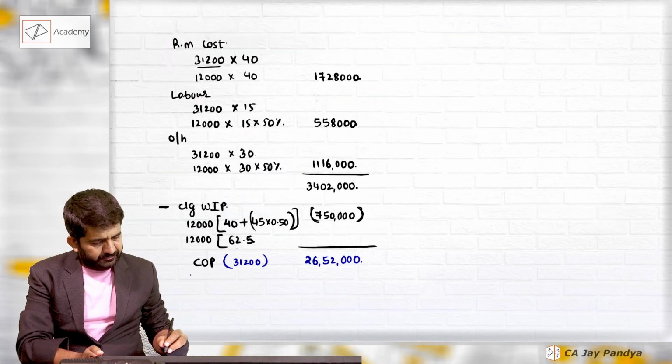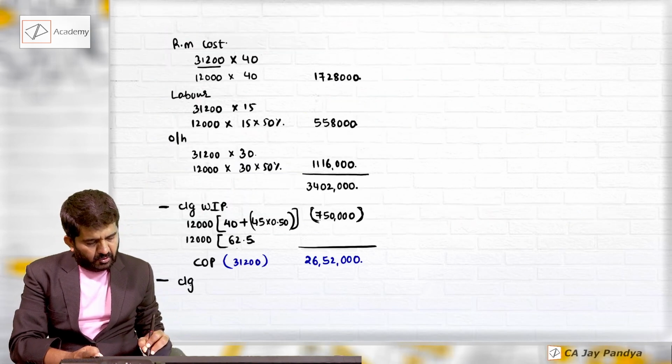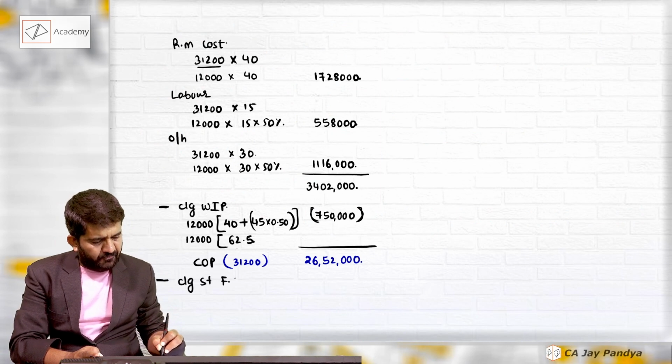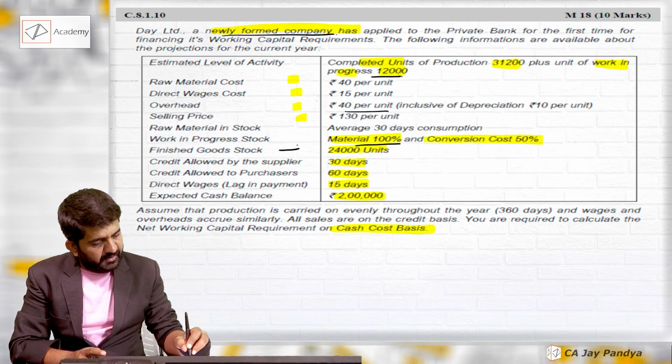I can reduce the closing stock of finished goods. How much finished goods are there? 24,000 units.